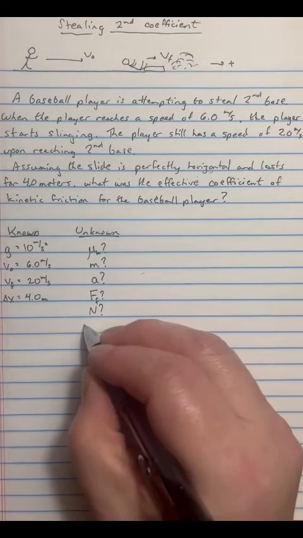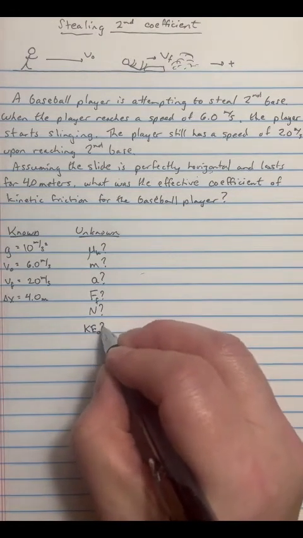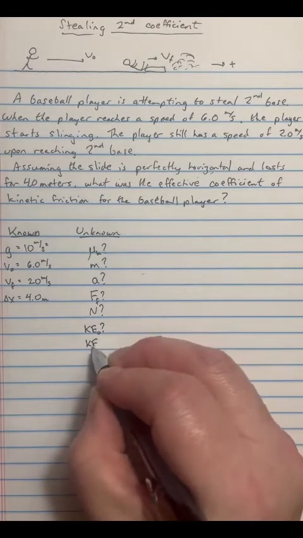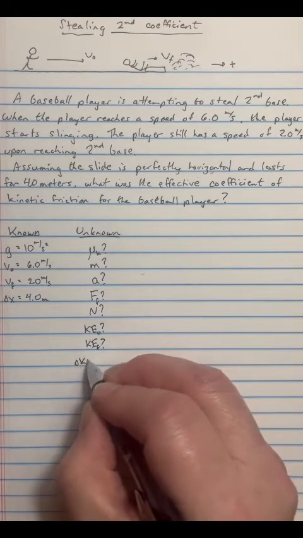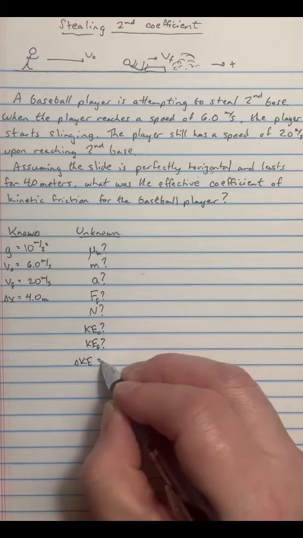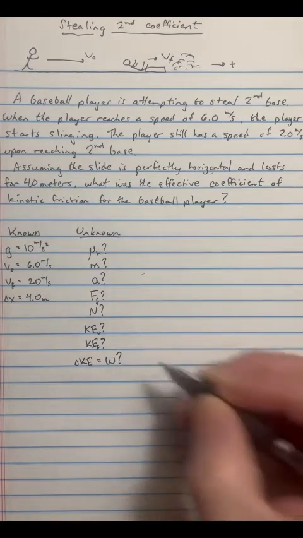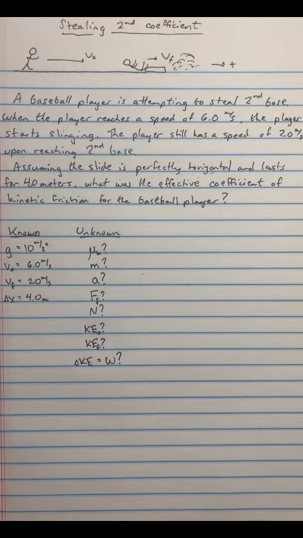So we don't know what the original kinetic energy is, we don't know what the final kinetic energy is, and therefore we don't know what the change of kinetic energy is, or if you prefer talking about it this way, we don't know what the work done to the ball player is during the slide. So this looks a little bit daunting when we write it this way.